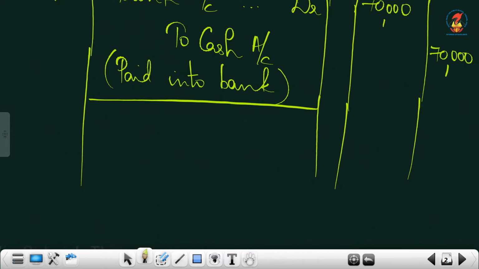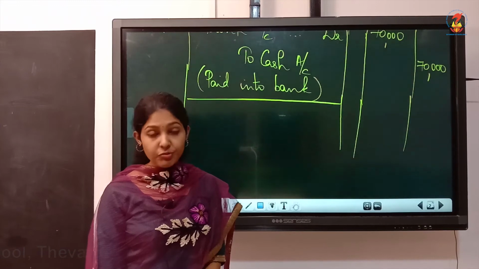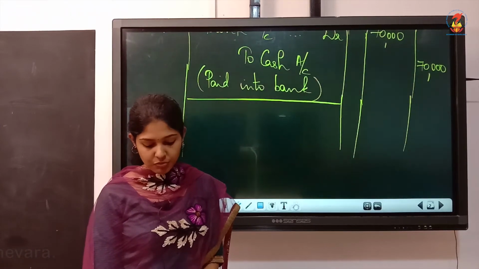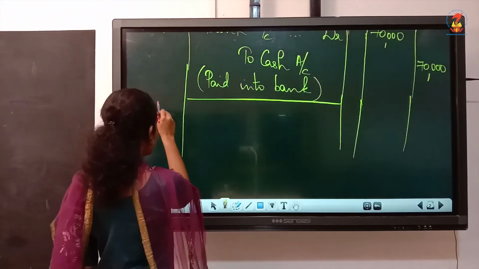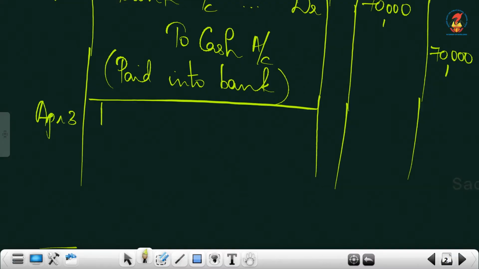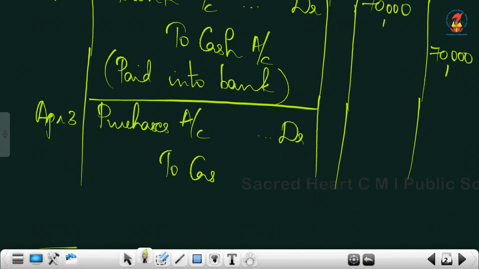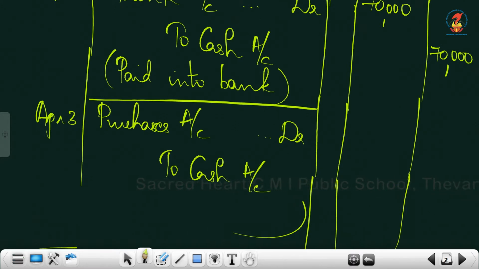Then the next one is bought goods for cash. That transaction is familiar to you. Bought goods for cash. It's on April 3rd. Which account will be debited? Purchases account should be debited. It's not the goods account. It is the purchases account. Debtor to what's moving out? It's for cash. Specifically they have mentioned. So cash should be credited.